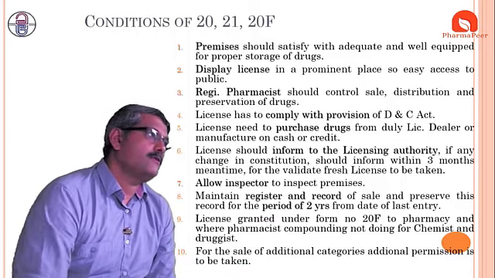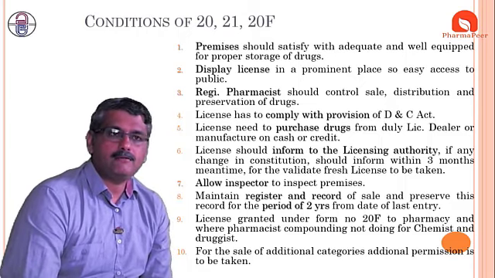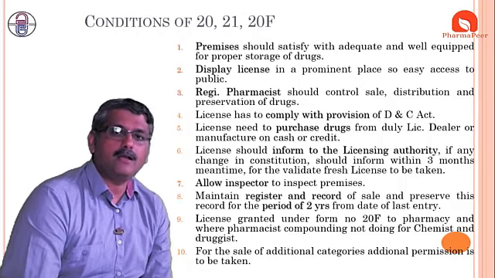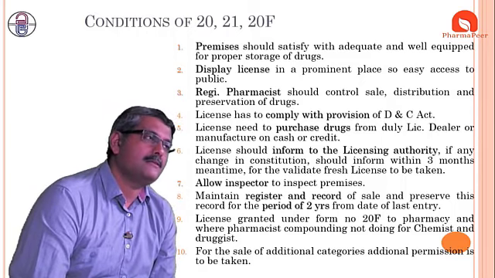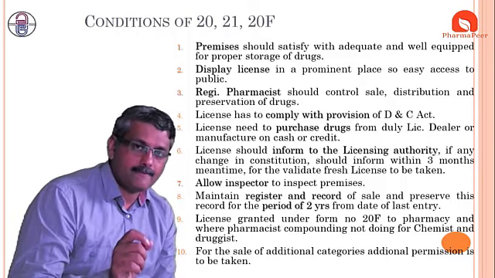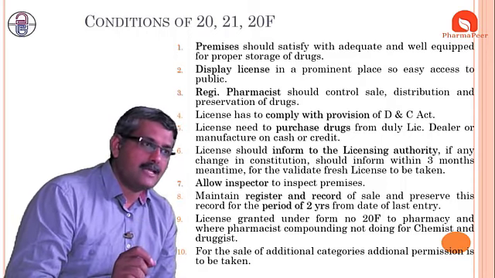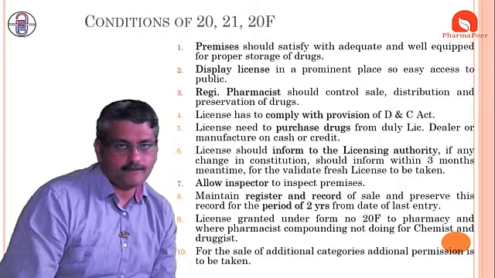A good example is Dentonic. Dentonic is a homeopathic drug which has an alcoholic base, and as it has an alcoholic base, it is a must that we take a separate additional license for that. And if we do not have such a license and we sell the drug, then it is an offense.